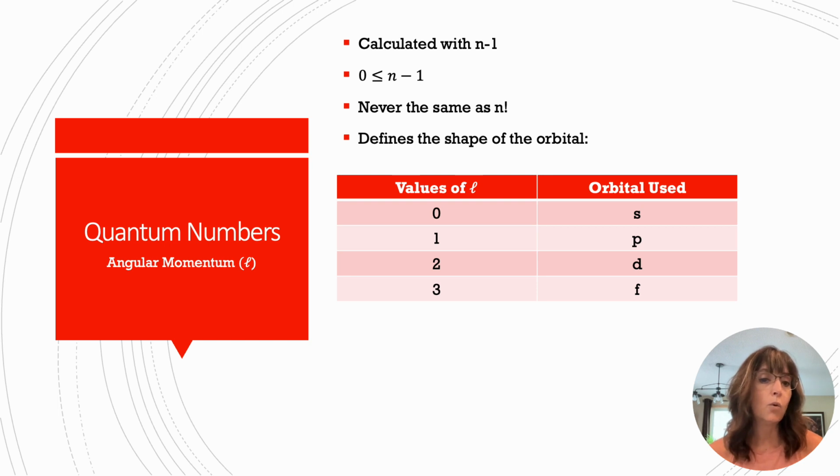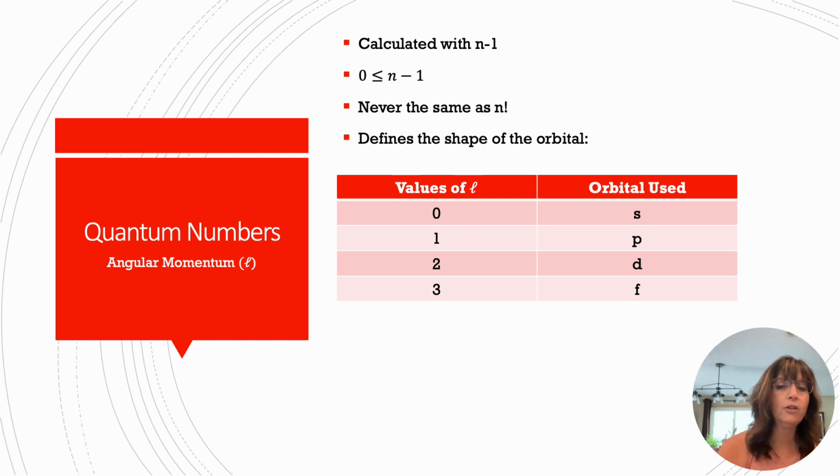The next quantum number is called the angular momentum, and they use a lowercase cursive l. That's what that squiggly thing is. Here's how you find it. You take the principal quantum number and subtract 1, and then it's all the integers between 0 and that value. So if we have the principal quantum number 4, then your values for the angular momentum are 0, 1, 2, and 3. I can't subtract. It's never the same value as n, ever.